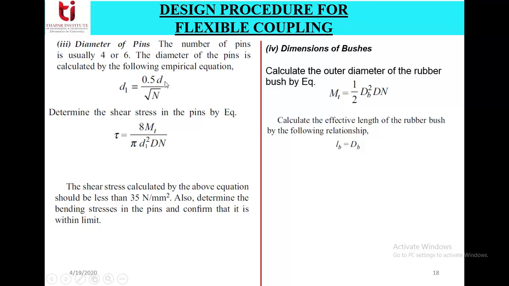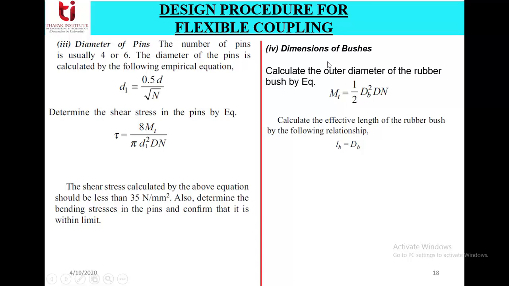It is very important that once you evaluate d1 from this equation, d1 is equal to 0.5d by root n, you evaluate it from the shear stress point of view as well as from the bending strength point of view, to confirm that this d1 is safe to consider.